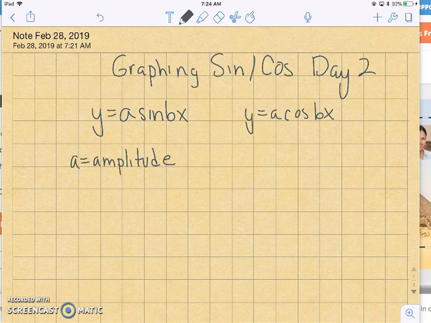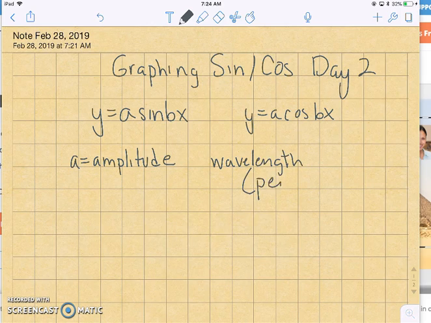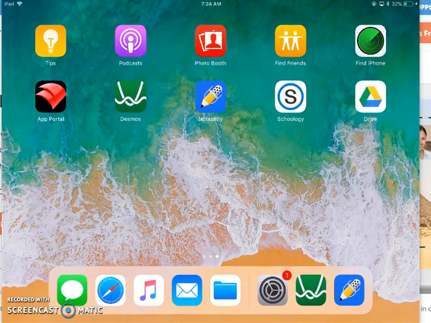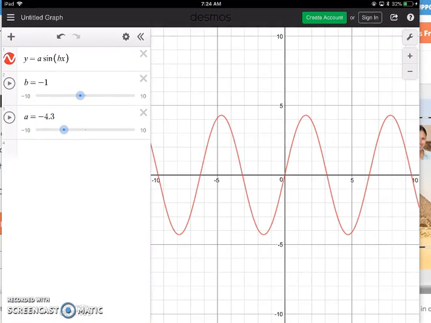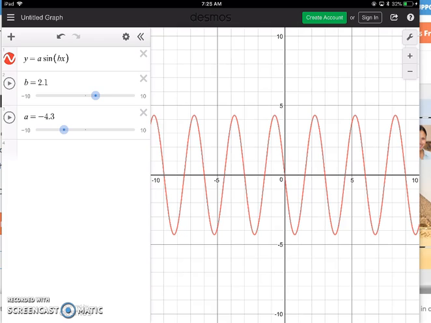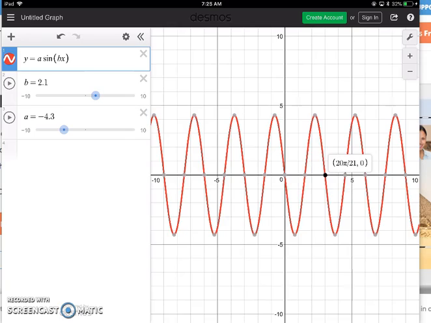B has to do with our period, which is the wavelength, and that is calculated 2 pi over b. A complete period is done in a wavelength here. Our wavelength goes from 0 to 2 pi. But as we switch that b, what is our wavelength here? It starts at 0 and comes back right here, at 2 pi over 10.